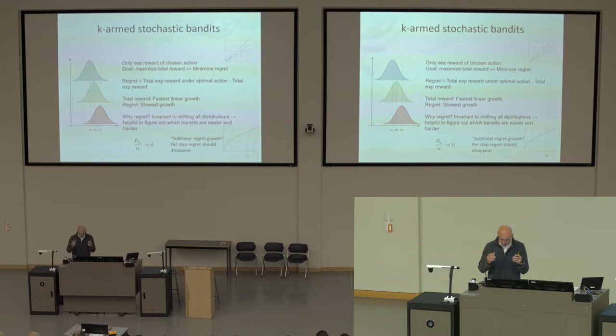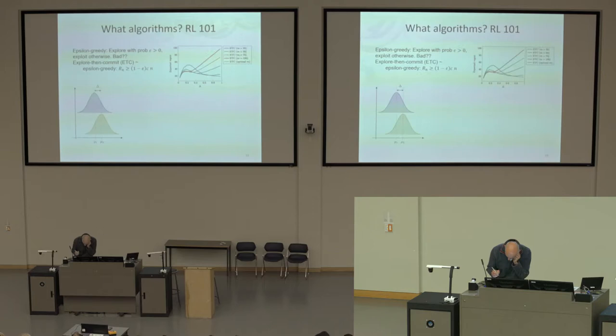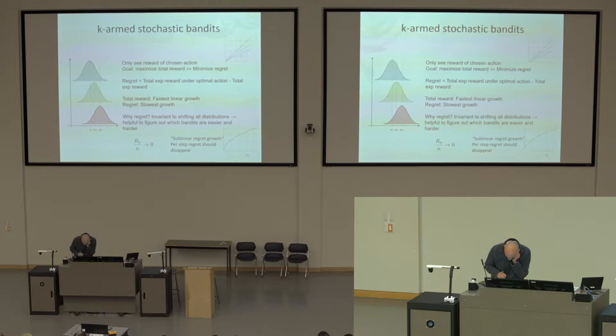So we have this K-armed stochastic bandit. You can have payoff distributions like shown here with blue, green, and red, which are Gaussians, which are unknown, corresponding to different arms. Here you have three arms, so K is equal to three. In this case, the agent's goal is to maximize the total reward, which is the same as minimizing the regret.